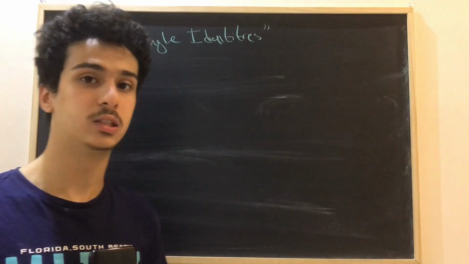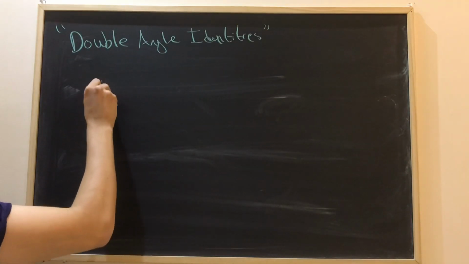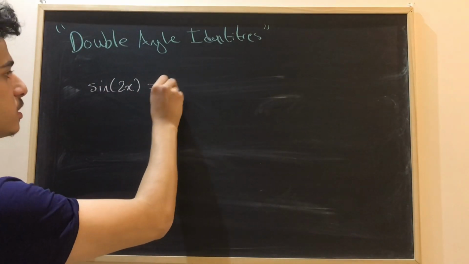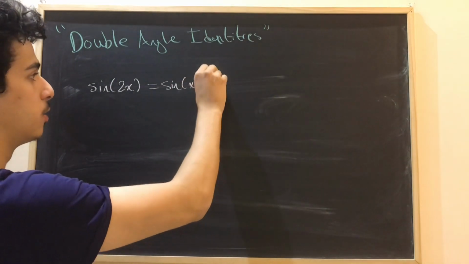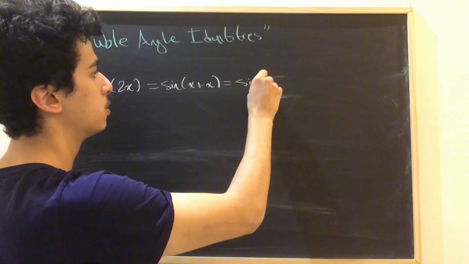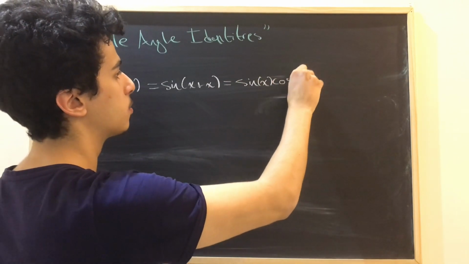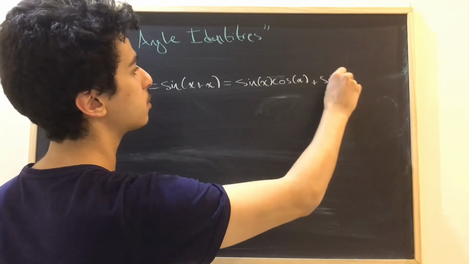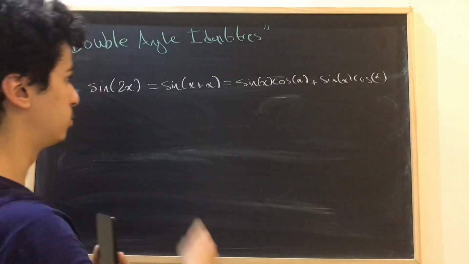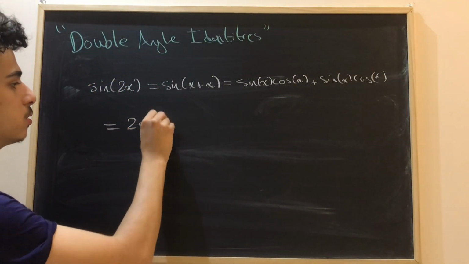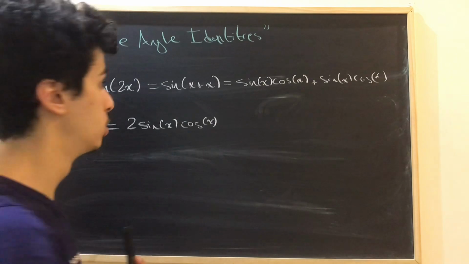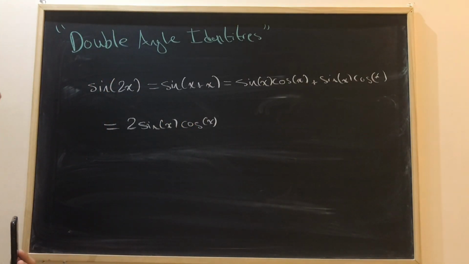Anyways, the double angle identities. Let's do it. We have the sine of 2x. The sine of 2x can be written as the sine of x plus x. And according to our angle addition identity, we can rewrite this as sine of x cosine of x plus the sine of x cosine of x. But this simplifies very nicely. We'll get 2 sine of x cosine of x. And that's it. There's nothing else to do. That's the only version we have of the double angle identity for sine.